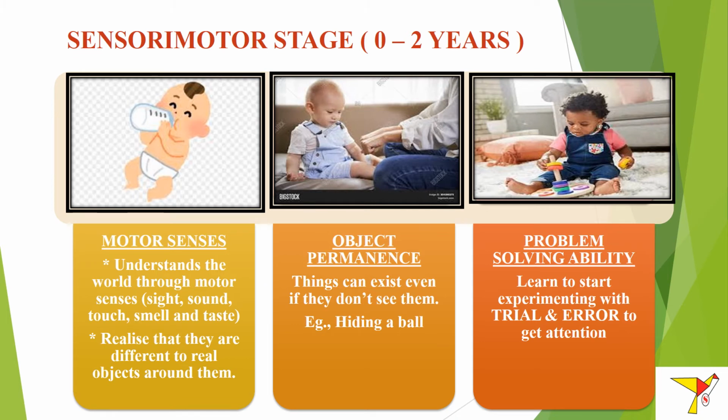For example, if we hide a small ball in our hand, the child will try to open our fist in search of the ball. Though the object is hidden, she knows that it is there in our hand. This is called object permanence. After a few months, the child also learns to experiment with a trial and error process. Hence, problem solving ability also gets developed at this stage. So, problem solving ability and object permanence are the two major changes that take place in the sensory motor stage.